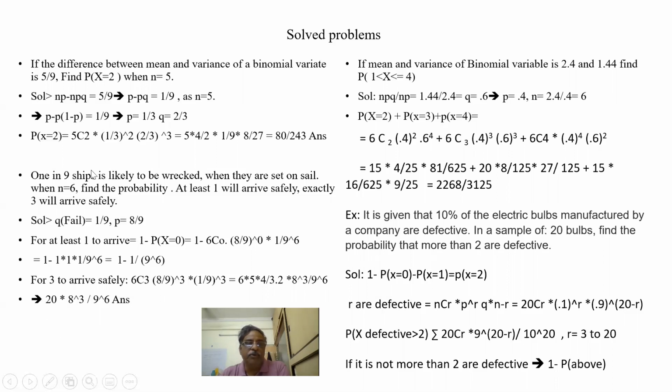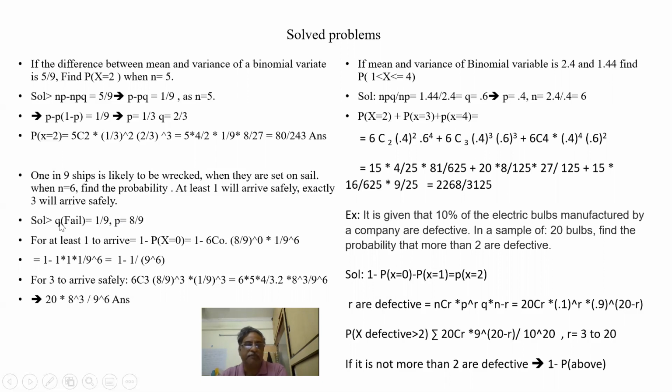What is important here is that 1 by 9 is not P. 1 by 9 is fail, and 8 by 9 is P. So we have to use success and fail. We have to understand what the question is, and whether to use this first or this first.